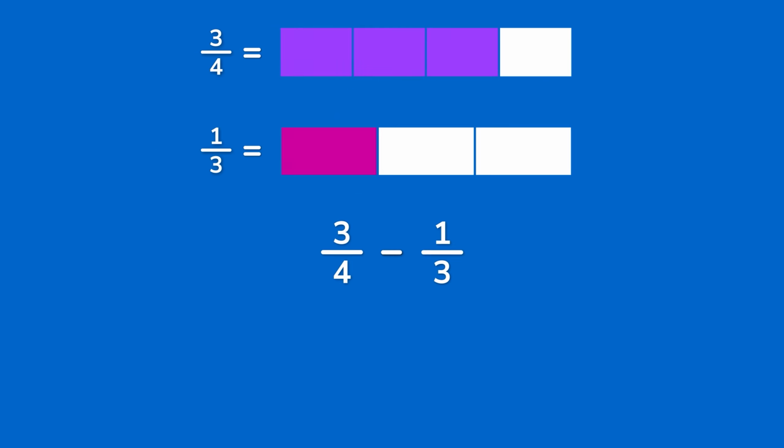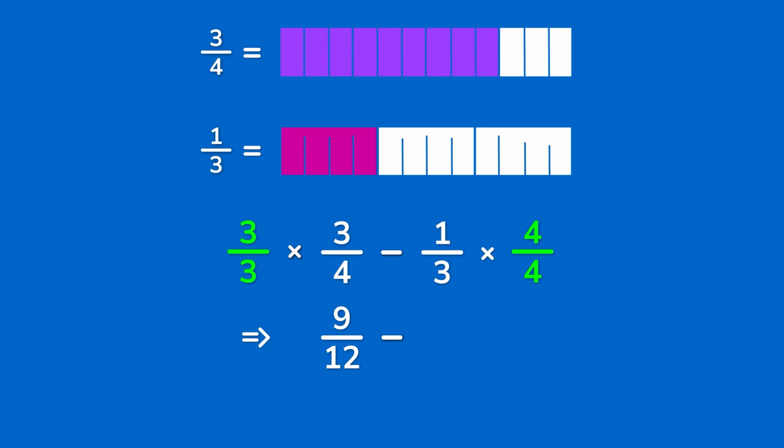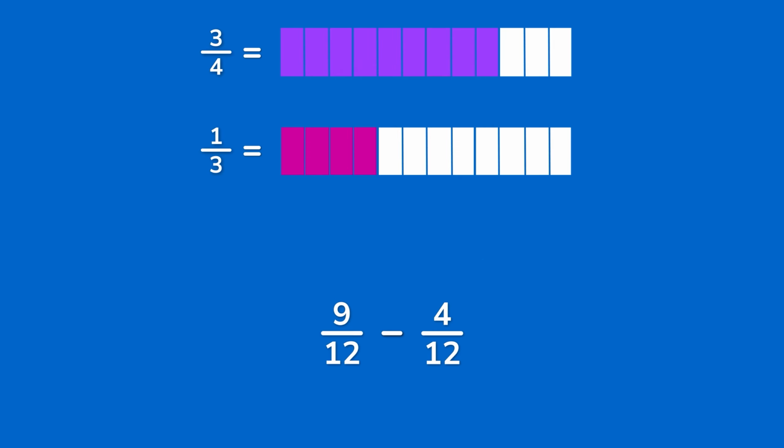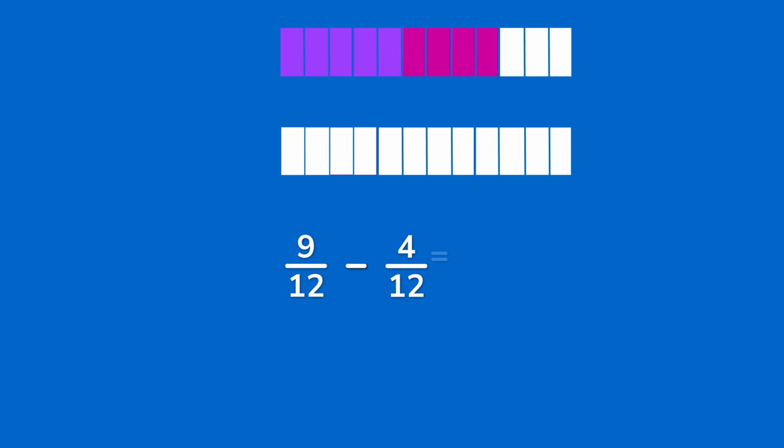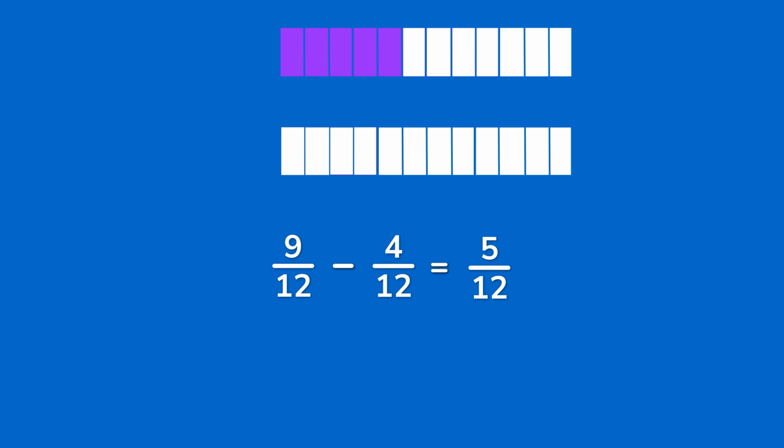Because 12 is 3 times as large as 4, we multiply both the numerator and denominator of 3/4 by 3. This gives us an equivalent fraction with a denominator of 12. This also means that we need to multiply the numerator and denominator of 1/3 by 4 to create an equivalent fraction of 4/12. Now both fractions have the same denominator. Now that our denominators are equivalent, we can simply subtract to get 5/12.